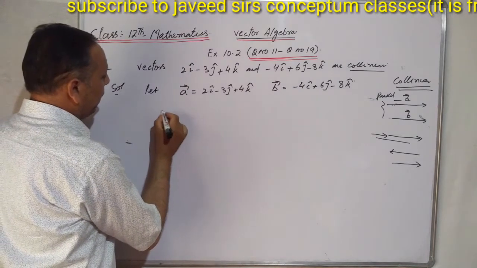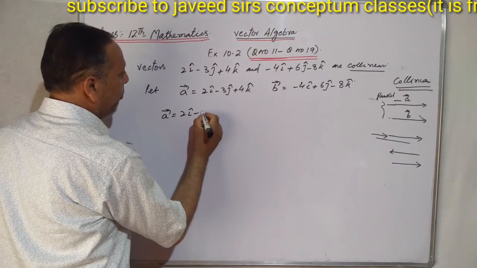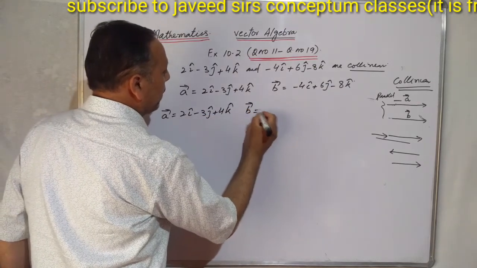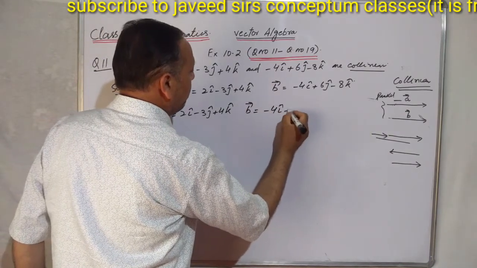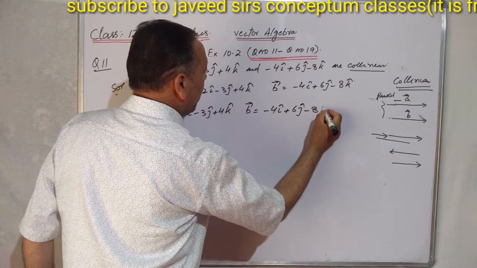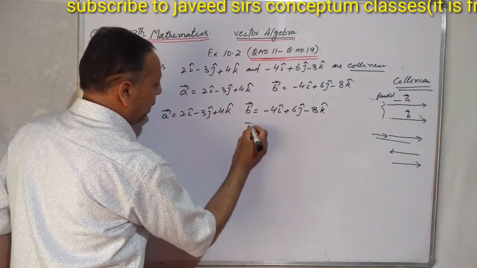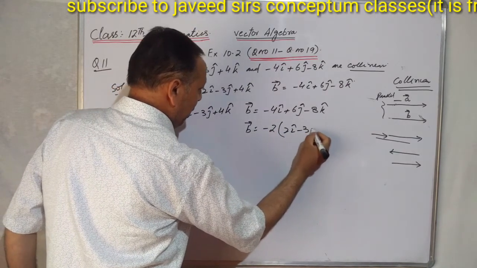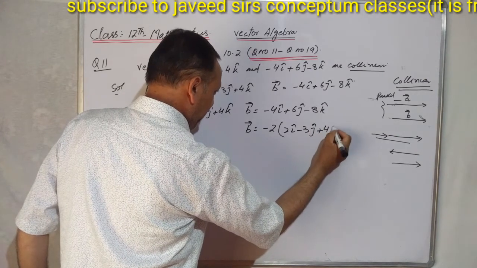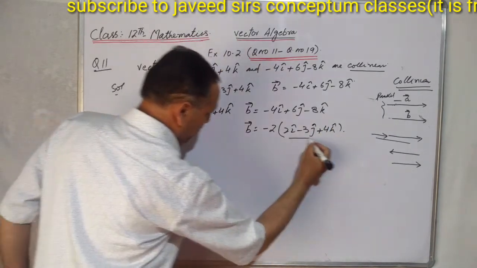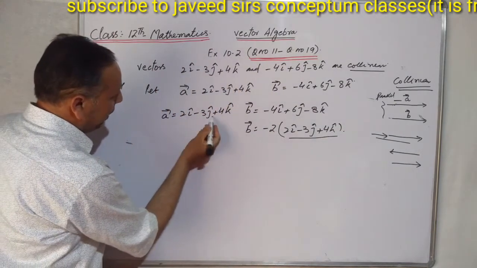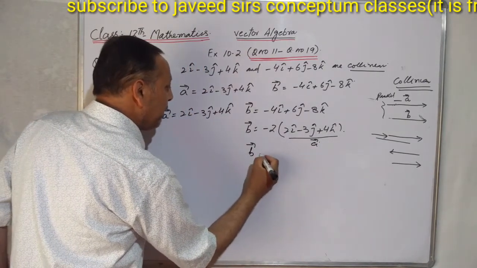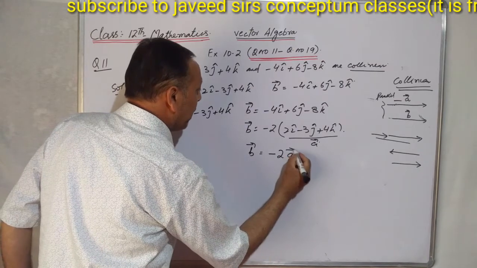So here, vector A is equal to 2i cap minus 3j cap plus 4k cap, and vector B is equal to minus 4i cap plus 6j cap minus 8k cap. So in vector B, take minus 2 common, it is 2i cap minus 3j cap plus 4k cap. Now this 2i cap minus 3j cap plus 4k cap is vector A. It means that vector B is minus 2 times vector A.